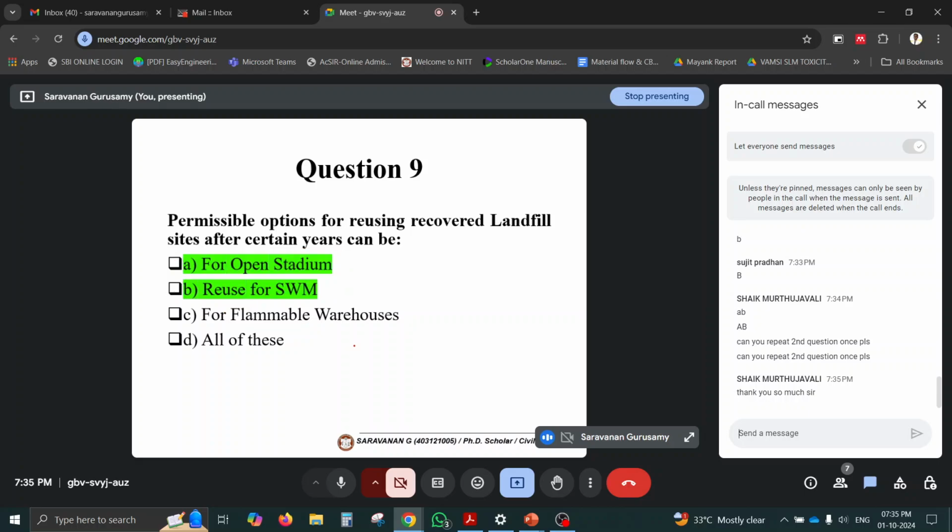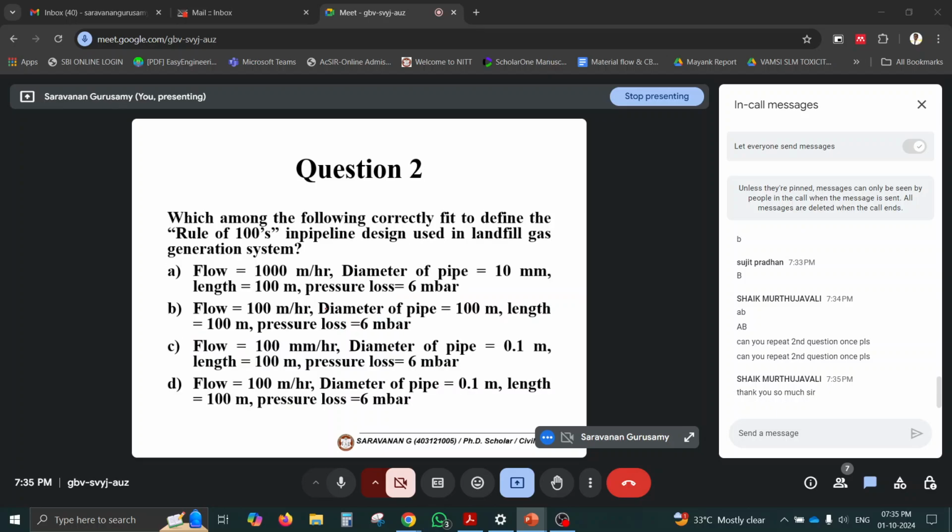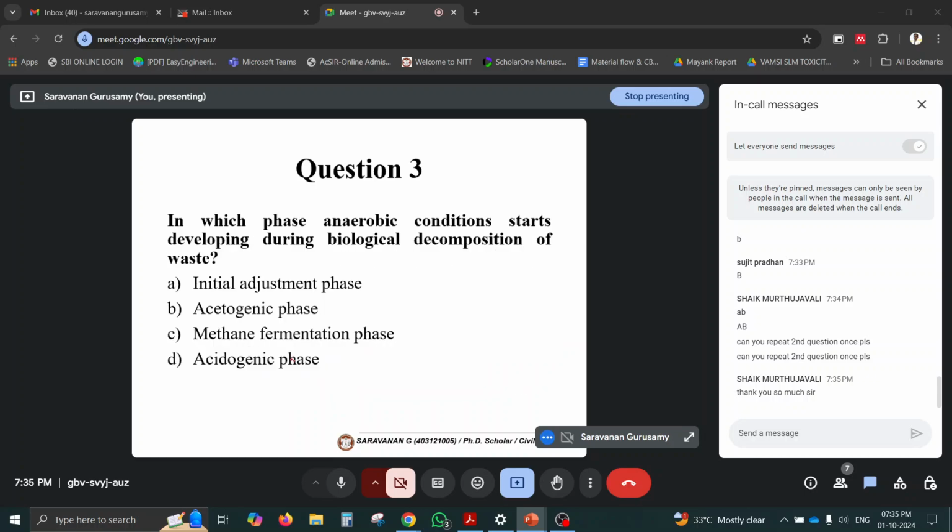Okay. So we have some more questions. This primary cause we have already discussed, all the above. Flow 100 rule also we have already discussed: 100 mm per hour, 0.1 meter, 100 mm. Okay. And this we can answer.